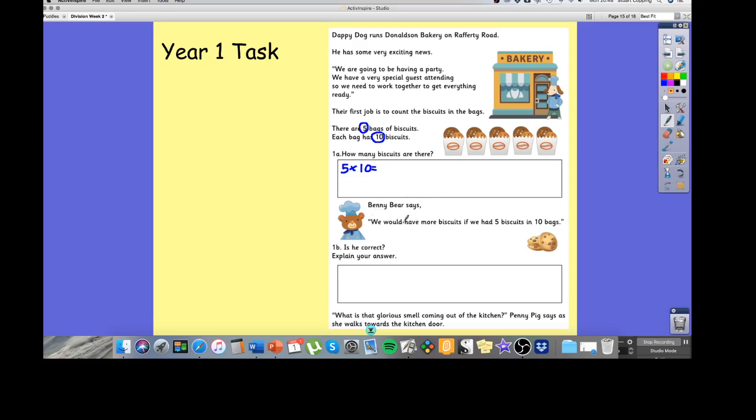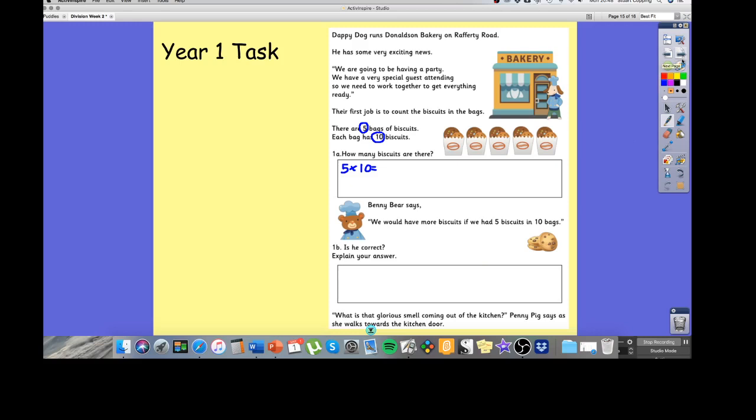Then it says Benny says we would have more biscuits if we had 5 biscuits in 10 bags. Is he correct? Yes or no? So work out what 5 groups of 10 is, or 10 groups of 5 actually, that would be. So is that the same, yes or no? And then I want you to carry on through the questions. They do get quite tricky. So if you can't read it yourself, you're going to need a grown-up to help you for this lesson, I think.